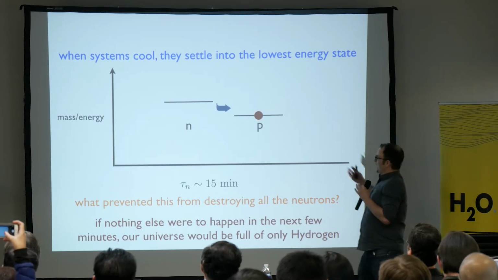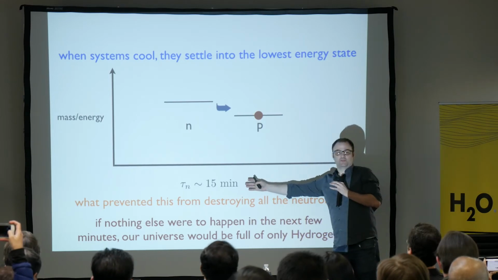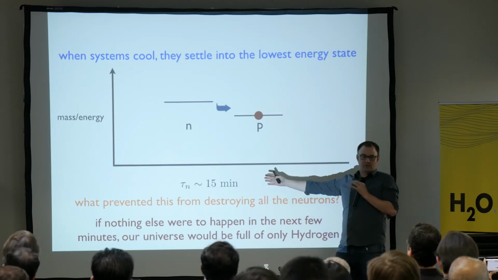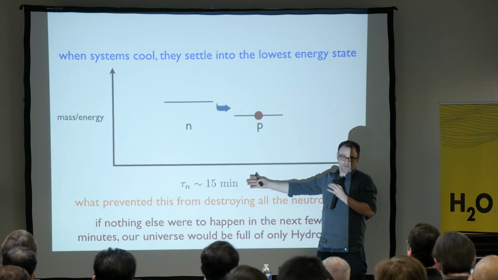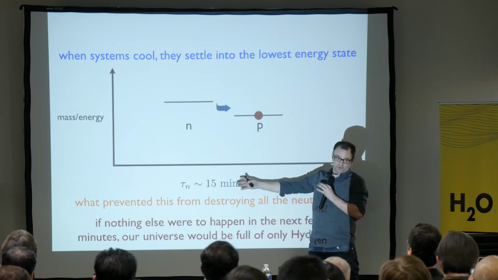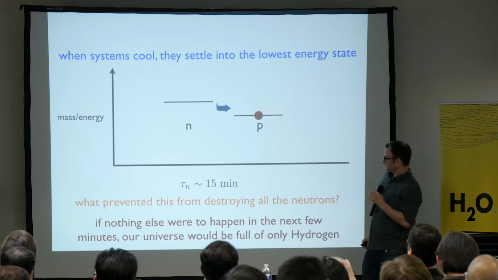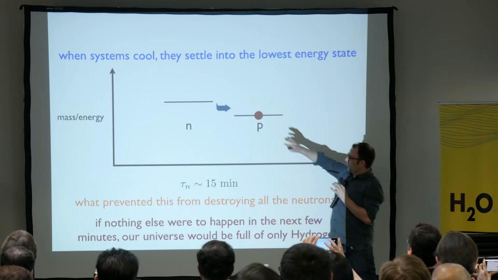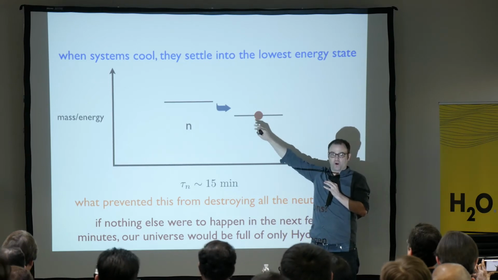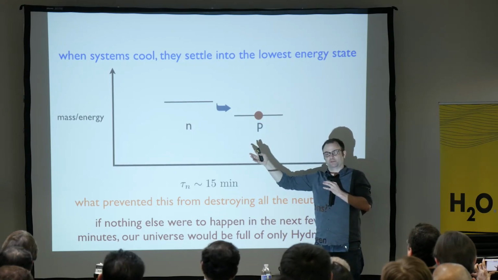into a proton. And that decay takes roughly 15 minutes. This is the lifetime of the neutron. So if you have a bunch of neutrons sitting around, statistically, they will decay to protons in about 15 minutes. So you might ask, why are there any neutrons in the early universe at all? Why didn't all the neutrons decay to protons?